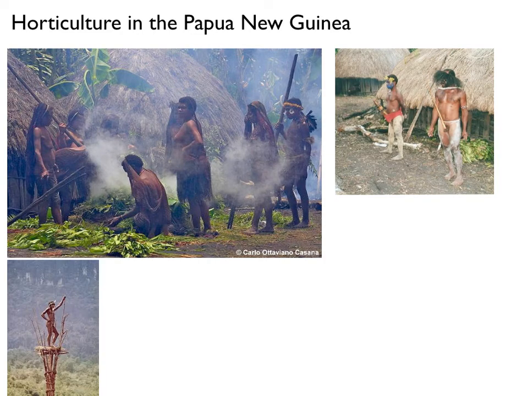And one place that we've done a lot of study of horticulture besides the Amazon is in Papua New Guinea, which is an island roughly north of Australia. And this society is the Dani, and they are on the island of Irian Jaya, and they are groups of horticulturists who are known for their war, farming, and pigs. So they do horticulture, they raise local crops.